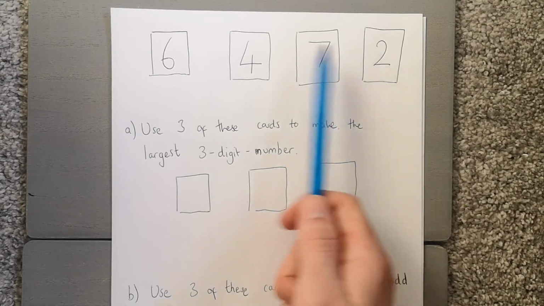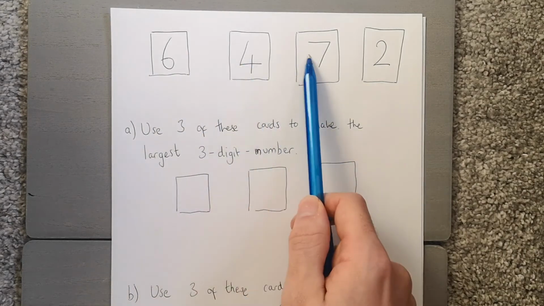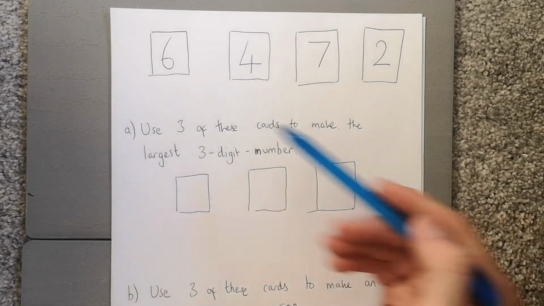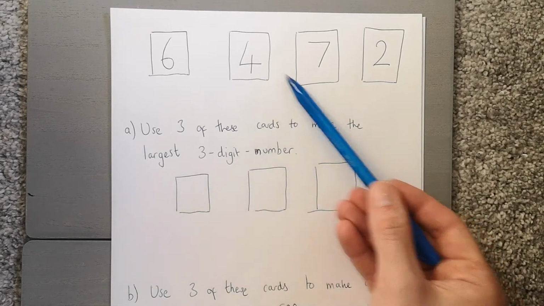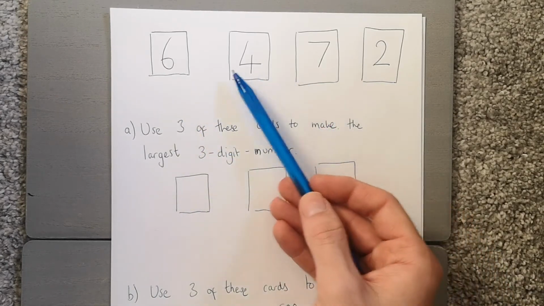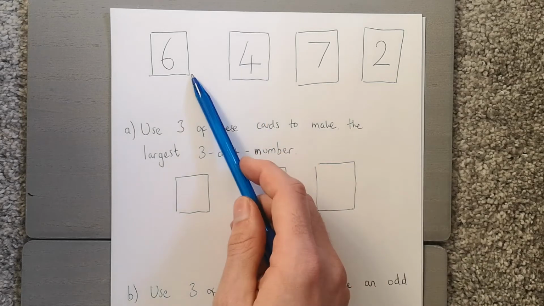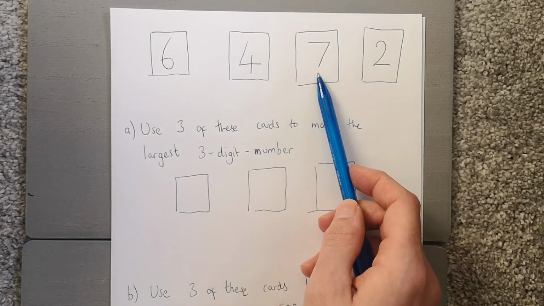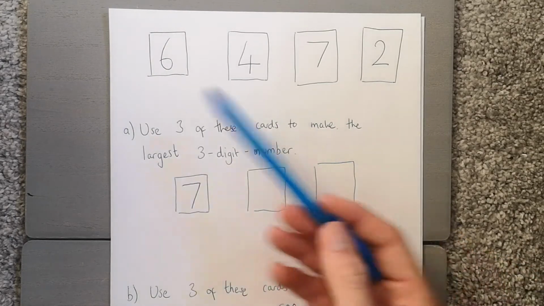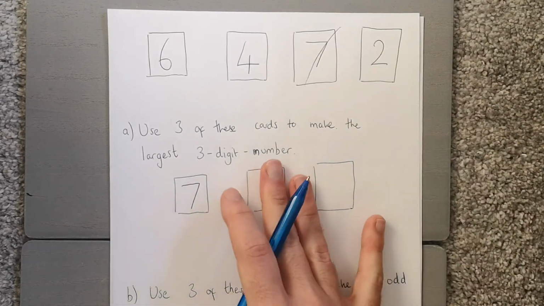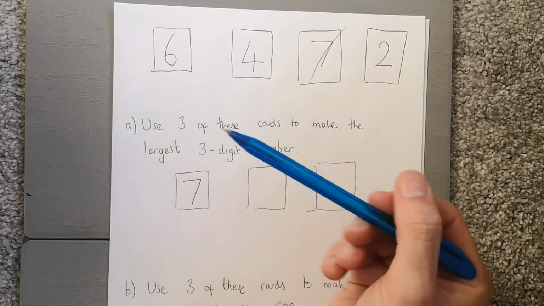Okay, now you're going to have to realise between the 6, 4 and the 7, what's going to make my largest number. Now let's start with the hundreds, because we need the biggest hundreds possible. So what is the biggest 100 that we can make? Is it 600, 400 or 700? And we should realise that it's 700. Okay, we've got rid of the 7. Okay, we've got 4 and a 6 left.